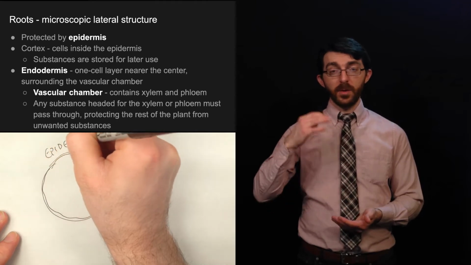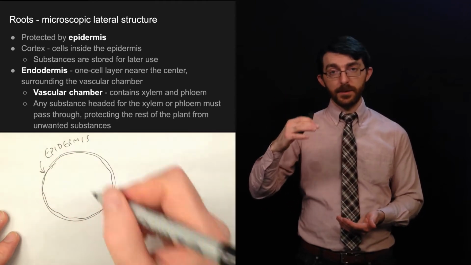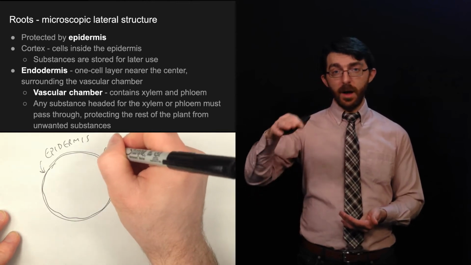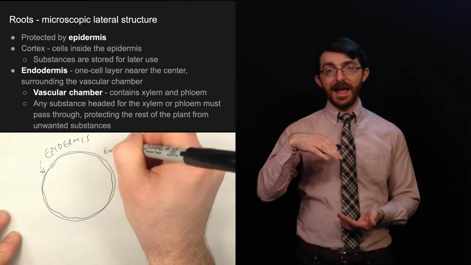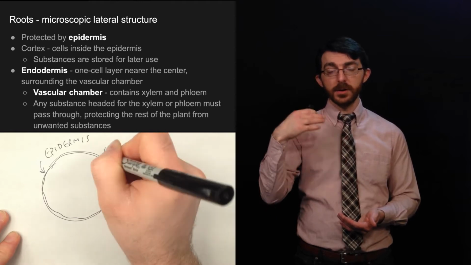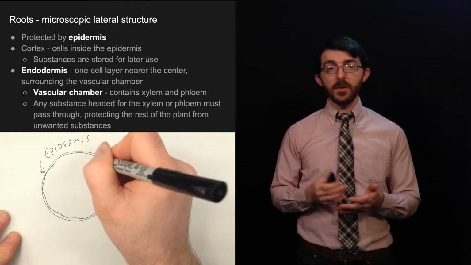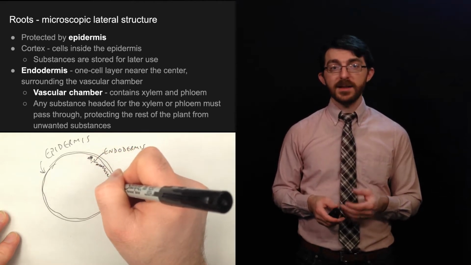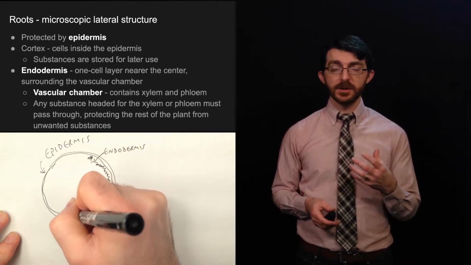Epidermis means like on top of skin, epi, on top, dermis, skin. Endodermis means under or inside skin. Endo is inside or under, dermis is skin. So the endodermis is a 1-cell layer nearer the center, and it's surrounding the vascular chamber.